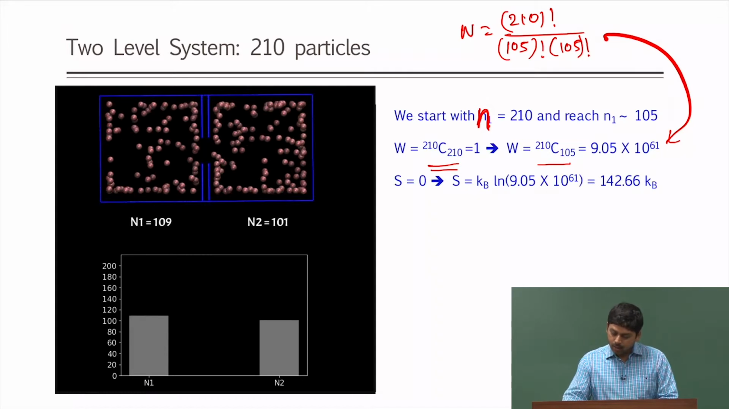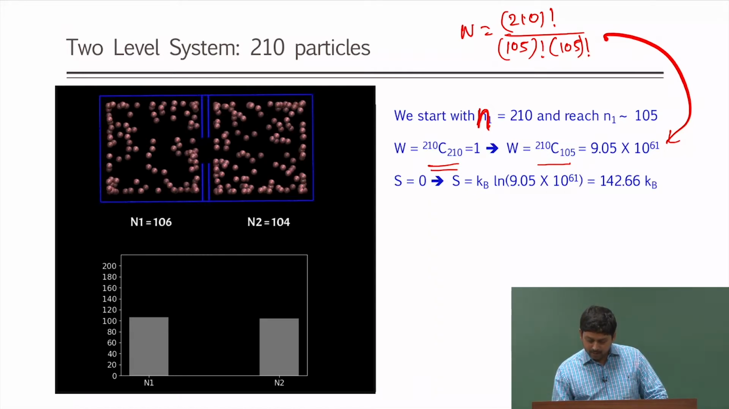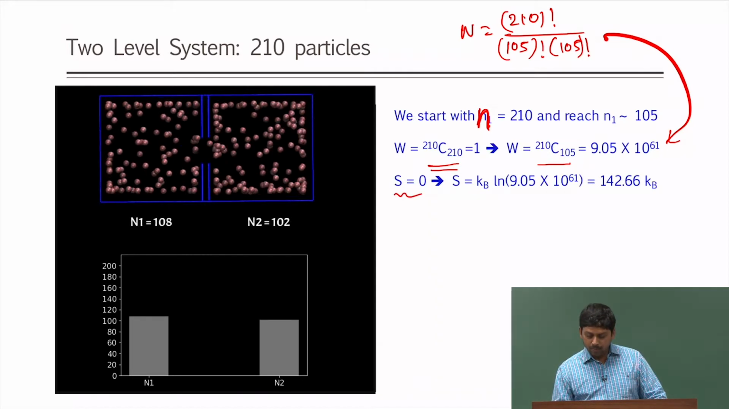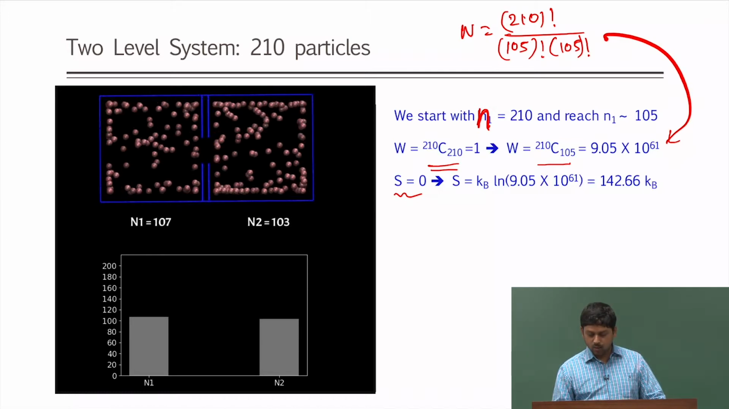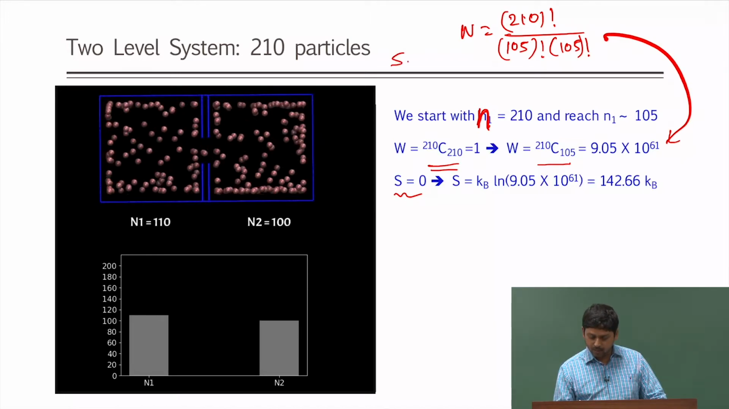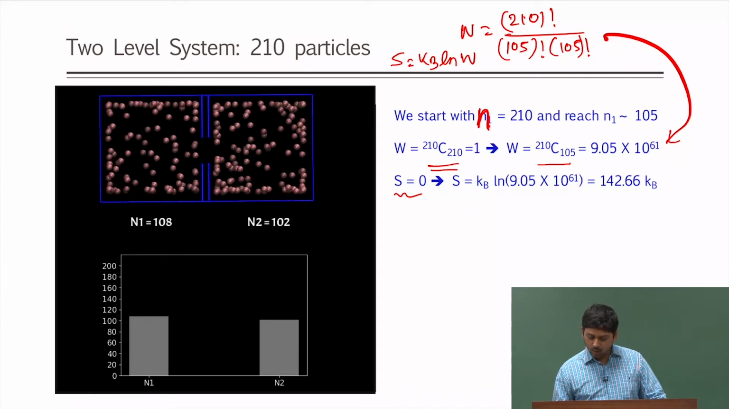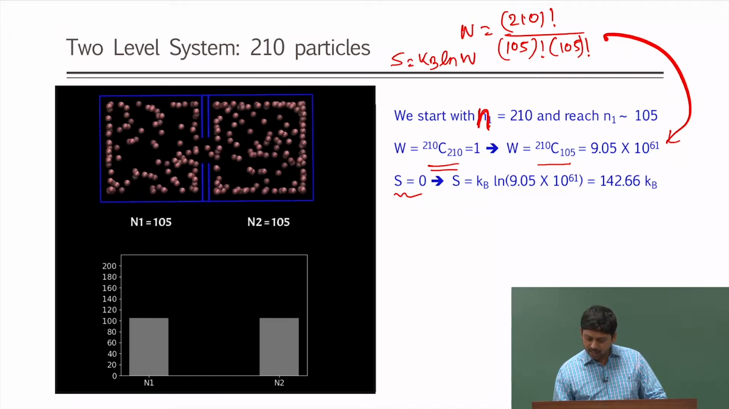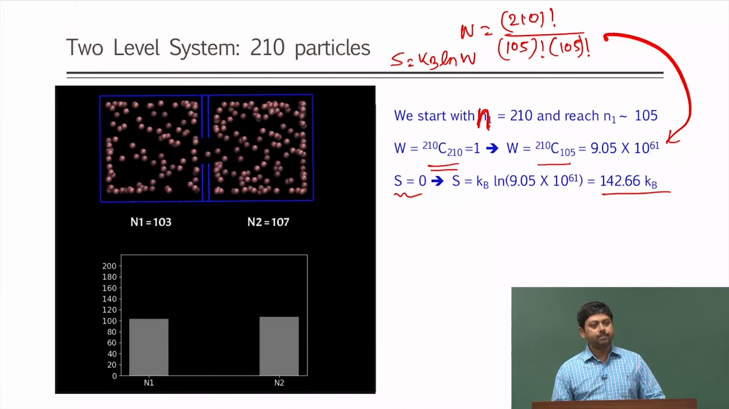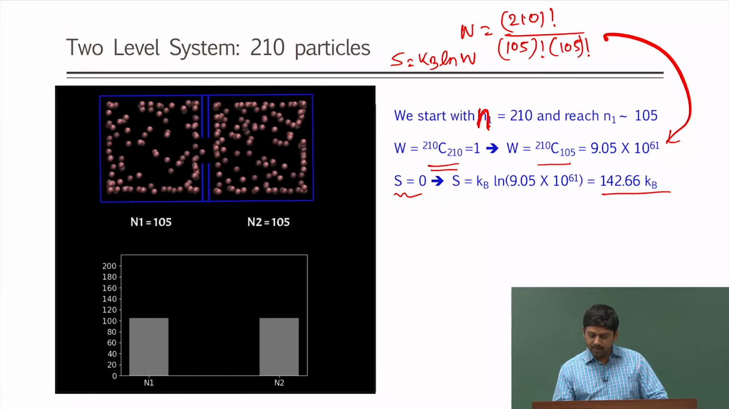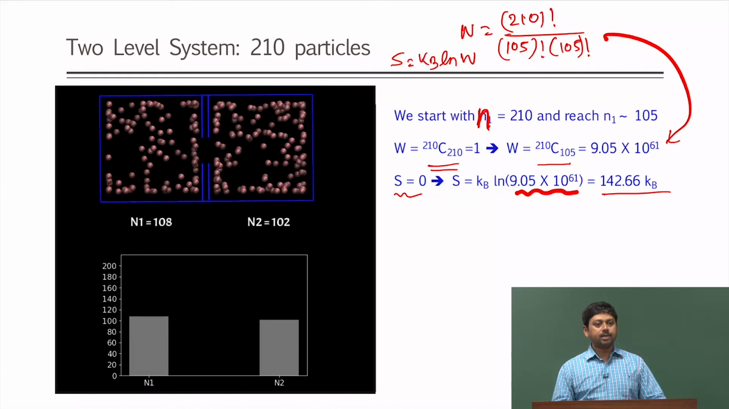Now, it only means that the initial entropy will be 0 because there is only one possibility. So ln 1 is 0, because remember S equals kB ln W, as we already said. If W is 1, then S is 0, and then when it goes to the other side, it gives this much kB, because it is kB ln of this quantity.